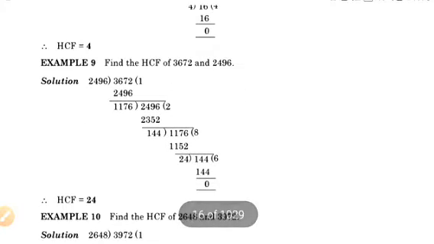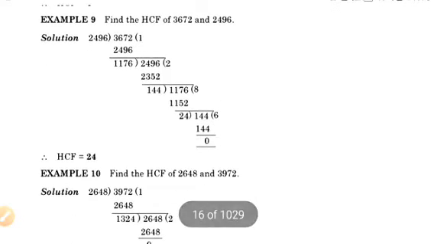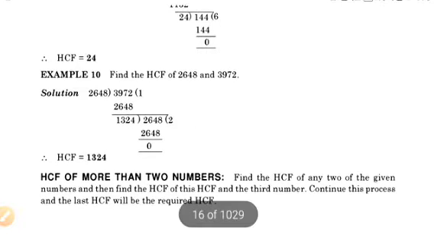Similarly, in example 9, we are given the numbers 3672 and 2496, and we are asked to find their highest common factor. The greater number is 3672, and if we divide by 2496, we get the required highest common factor is 24.